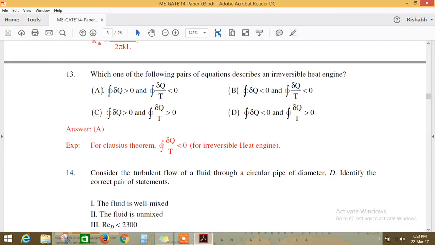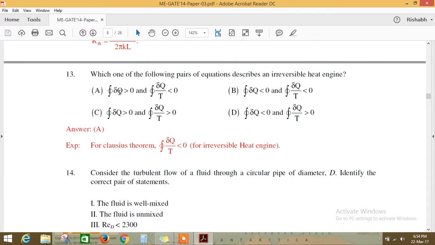Now the point comes, which option is correct, A or B? So we can easily say for a heat engine, whether it is reversible or irreversible, del Q is always greater than 0. Del Q is basically heat supplied minus heat rejected.